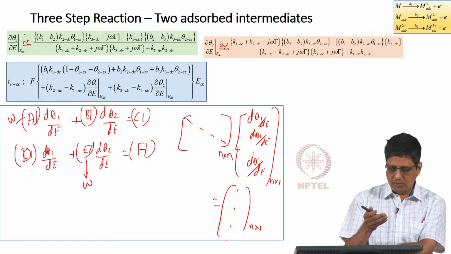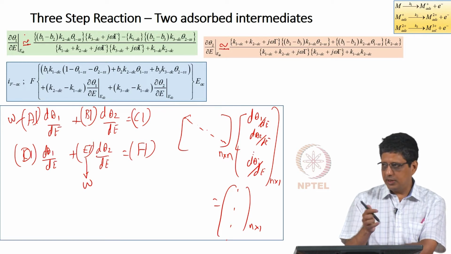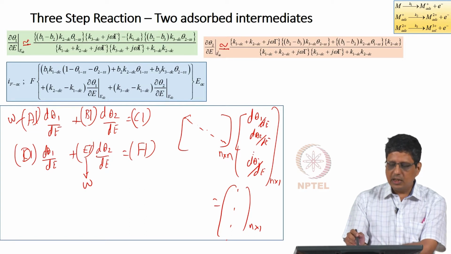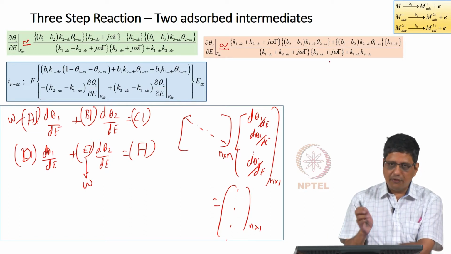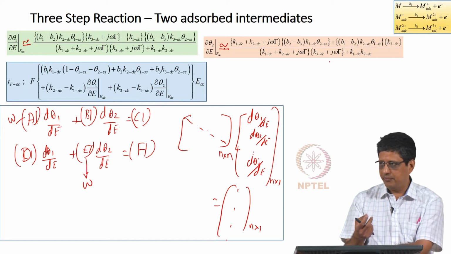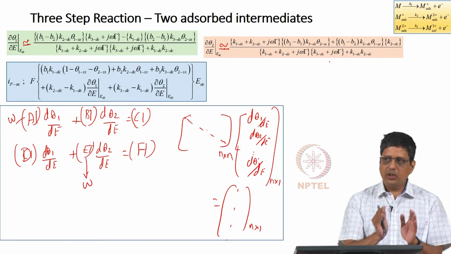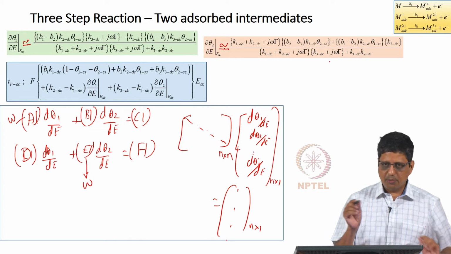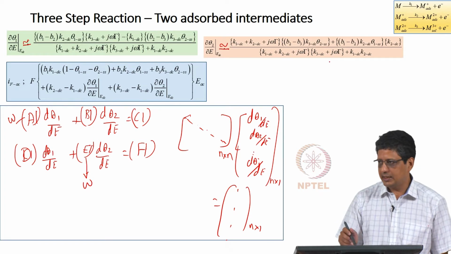Now, I am going to assume that if you are given some more time, you will be able to get this. It is not necessary to write d theta 1 by dE, d theta 2 by dE in analytical expression here if you have a complicated mechanism and you have many intermediate species. You can just say I will solve it together and give it to a program and solve it. As long as the program can handle complex numbers, you will get the answers correctly.